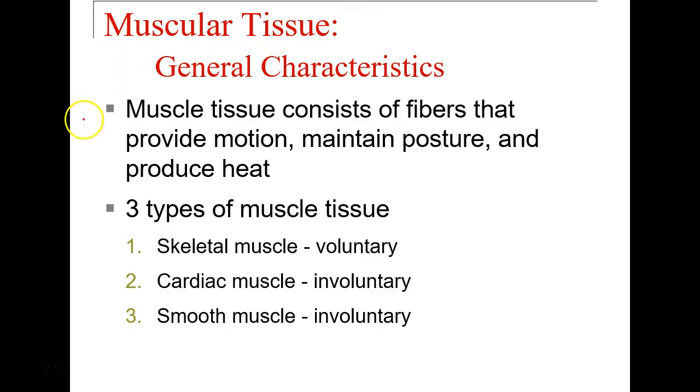Alright, muscular tissue. We do not cover it a lot in this chapter because we will see this later on. Consisting of fibers that provide motion, maintain posture and produce heat. So skeletal muscle, cardiac muscle, smooth muscle. The difference between these, as far as this chapter is concerned, that I want you to know, skeletal muscle is voluntary. That means we can choose to use this type of tissue. Cardiac muscle and smooth muscle, thank goodness, are involuntary, because I do not want to have to worry about when my heart is going to beat next.